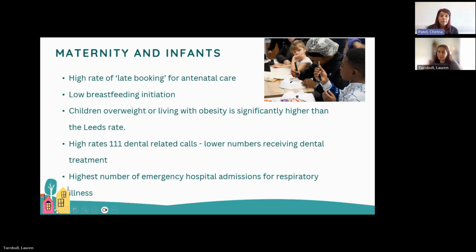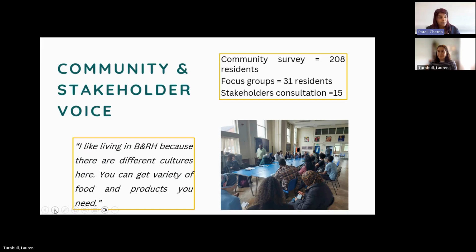again, high numbers of hospital admissions for respiratory illnesses. And I know that the LCP, the Local Care Partnership, is doing quite a lot of work around respiratory illnesses, and that's a priority for them that they're focusing on. So the next slide, please, Lauren.